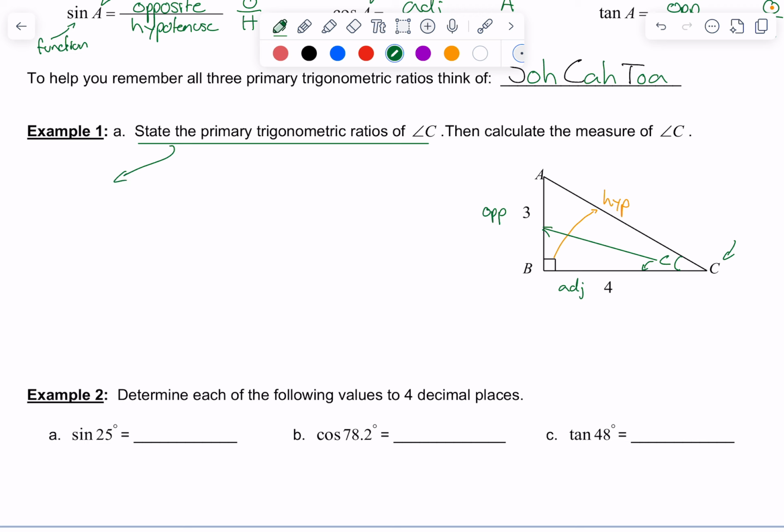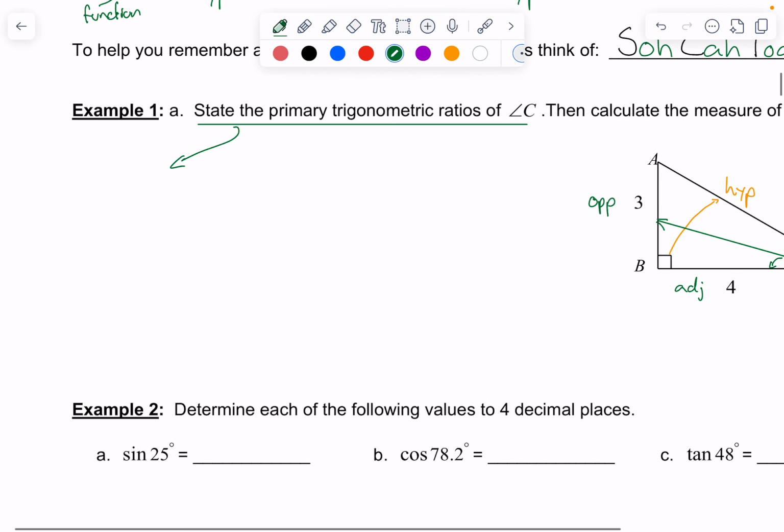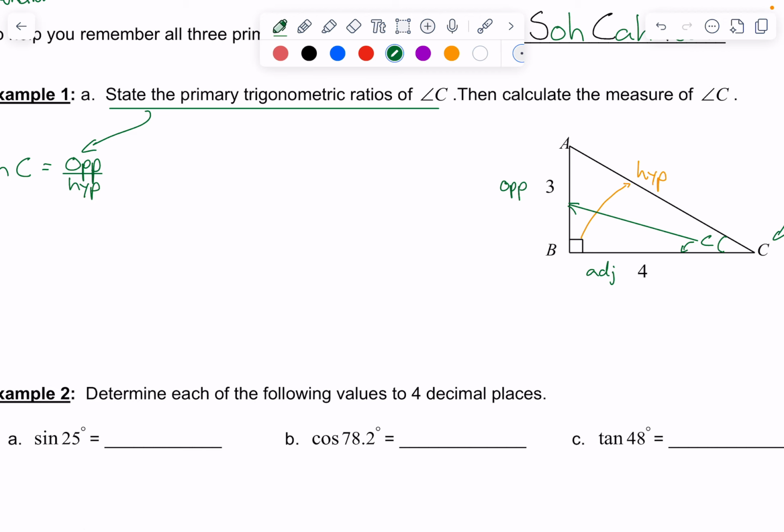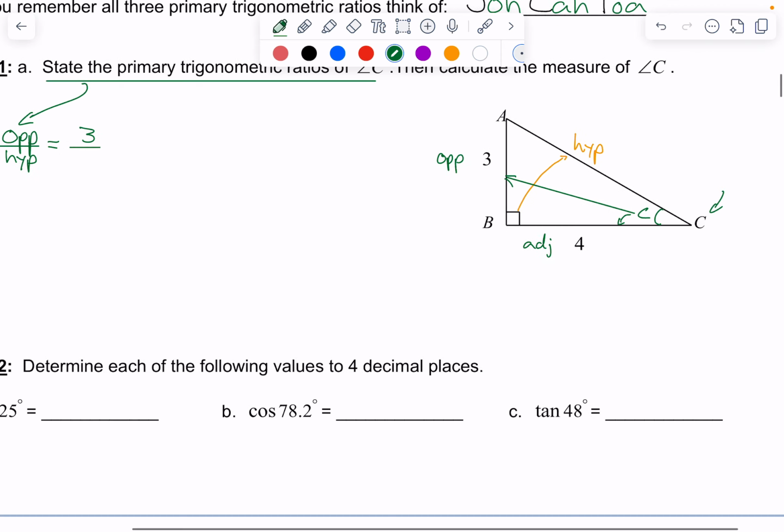So this part, if we were to state the 3 primary trig ratios, they are: sine of angle C would have to be our opposite over your hypotenuse, okay? Well, in this case, we don't know what the hypotenuse is, but we have our opposite. We have 3 over, and we don't know the hypotenuse. So let's calculate it. Let's call this side length x.